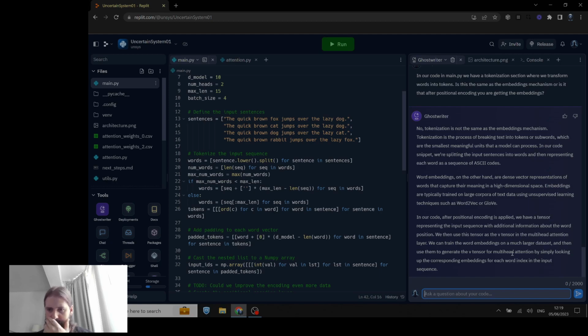In our code, after positional encoding is applied, we have a tensor representing the input sequence with additional information about word position. We then use this tensor as the v-tensor in the multi-head attention layer. We can train the word embeddings on a much larger data set and then use them to generate the v-tensor for multi-head attention by simply looking up the corresponding embeddings for each word index.